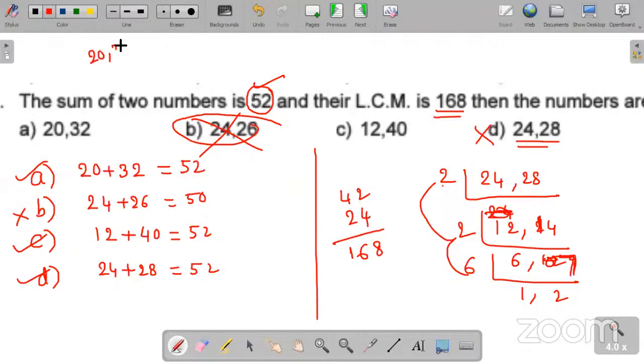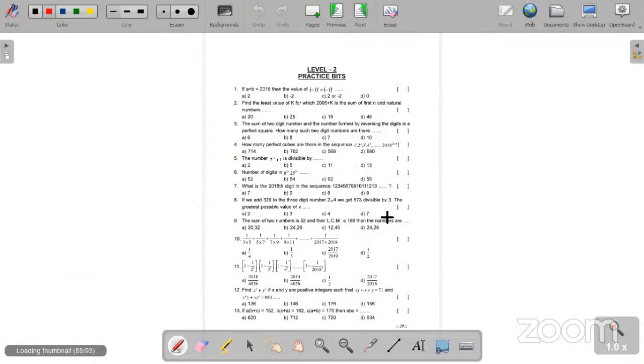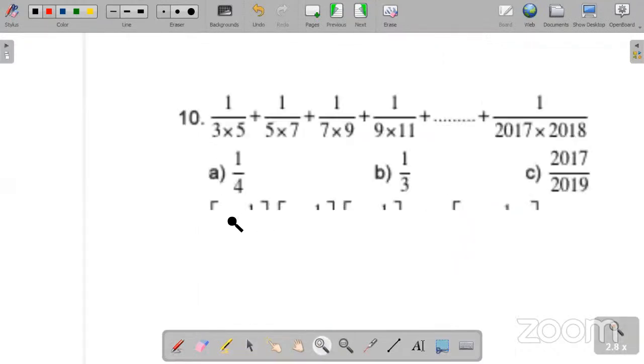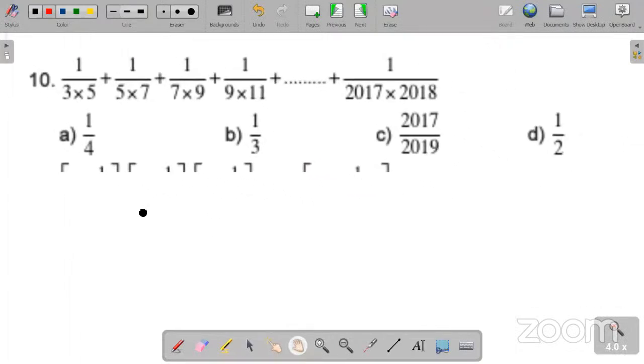Now 20 and 32, find the LCM of 20 and 32. 2 tens are 20, 2 sixteens are 32, 2 fives, 2 fours. No, so this is not the right answer. C will be the right answer. By the elimination method, you need to solve these kinds of problems. Okay, next let us move to one more interesting question. Let us try to solve this question. Right, see here the question.